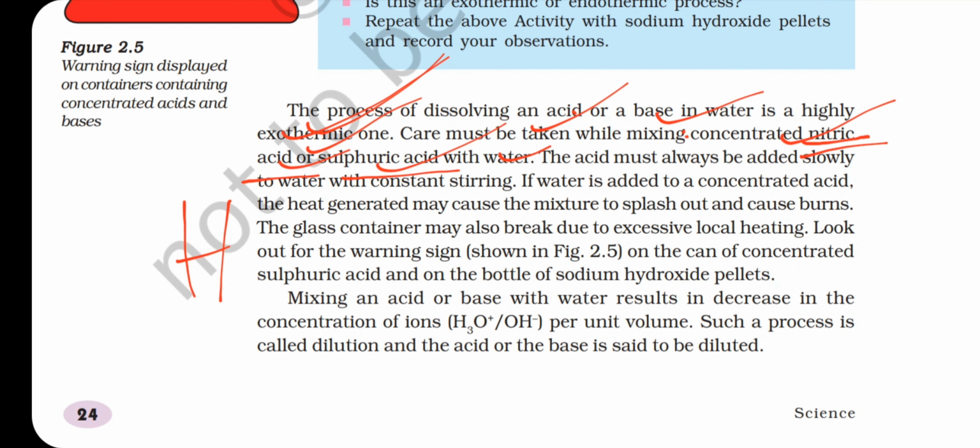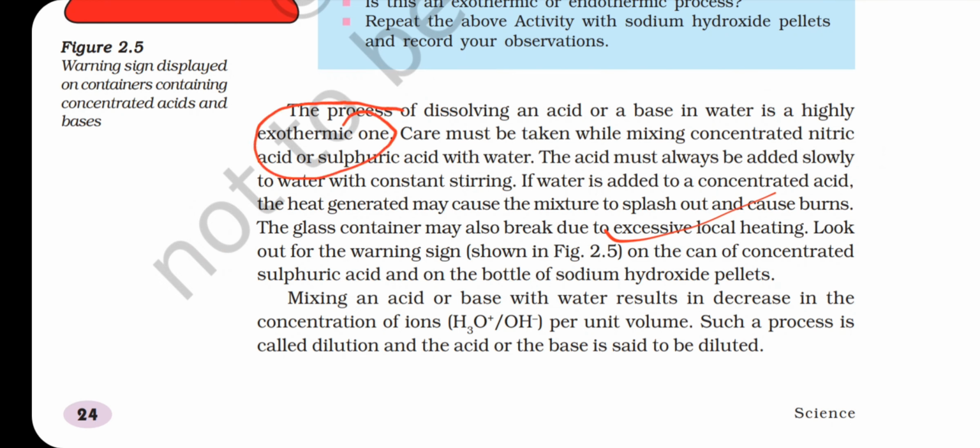The acid must always be added slowly to water, with constant stirring. We should constantly stir it while mixing with the water. If water is added to the concentrated acid, the heat generated may cause the mixture to splash out and cause burns. So you should take necessary precautions. The glass container may break due to excessive local heating. As a huge amount of heat is released, the glass may break, so you should take care.